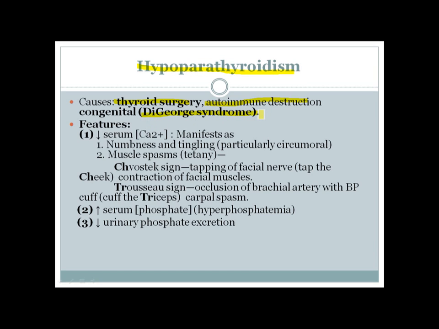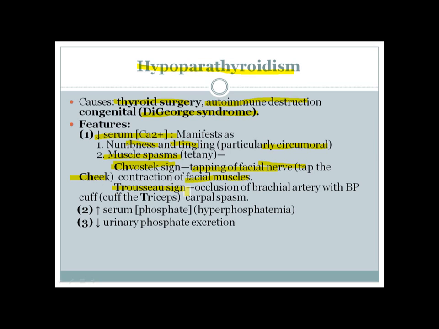So whenever someone has hypoparathyroidism, the parathyroid hormone can no longer raise the blood calcium level, so there will be hypocalcemia. And hypocalcemia can manifest as numbness and tingling, especially circumoral numbness and tingling. And it can also lead to muscle spasm. And if hypocalcemia is mild to moderate, the muscle spasms can be elicited by the Chvostek sign, which we actually demonstrate by tapping on the facial nerve, which causes contraction of the facial muscle. So Chvostek: tap on the cheek.